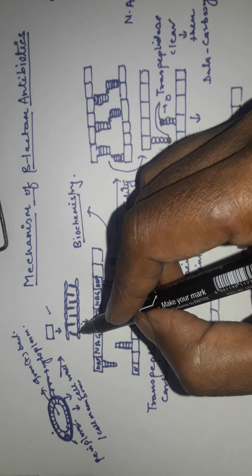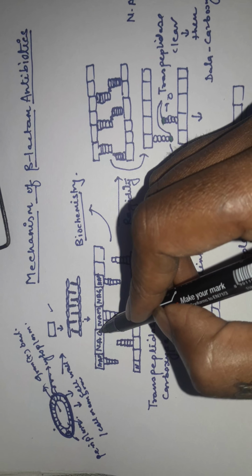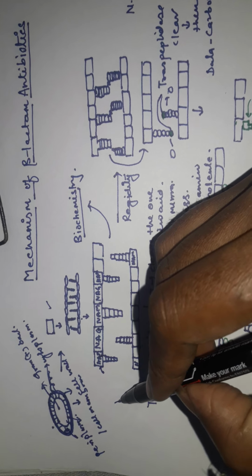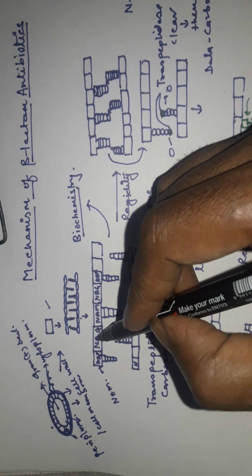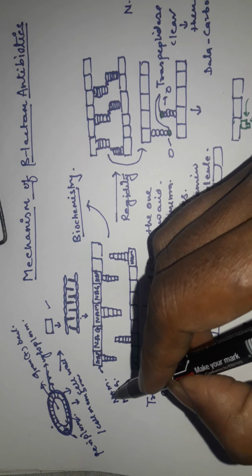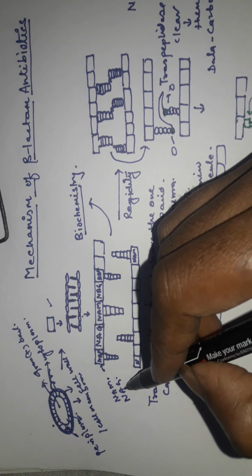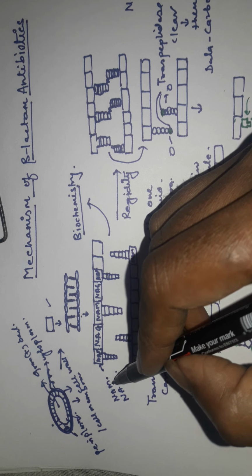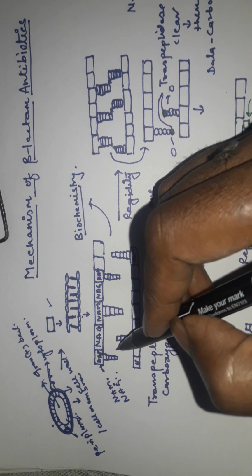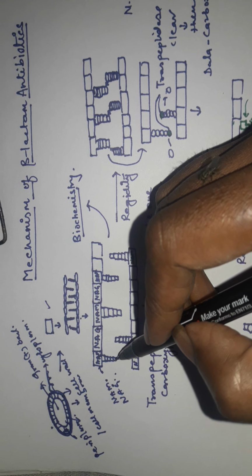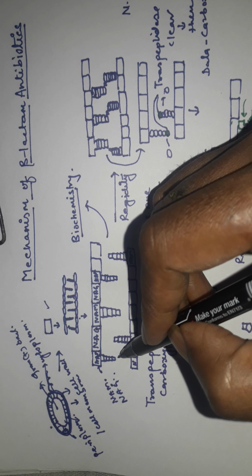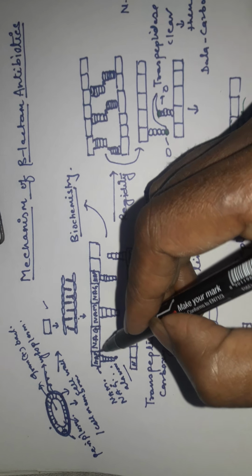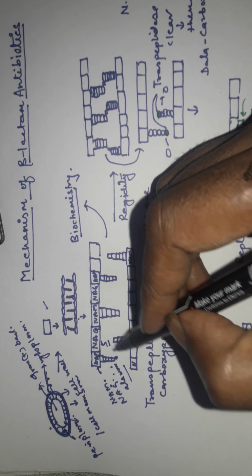These structures are the NAG and NAM. This is the NAM, this is the NAM, and this is the NAG. NAM is called N-acetyl muramic acid, while NAG is called N-acetyl glucosamine. The NAM contains 5 outgrowths, and these outgrowths are amino acids. Several types of amino acids are present, and the terminal amino acid is called alanine. The number of amino acids is 5.